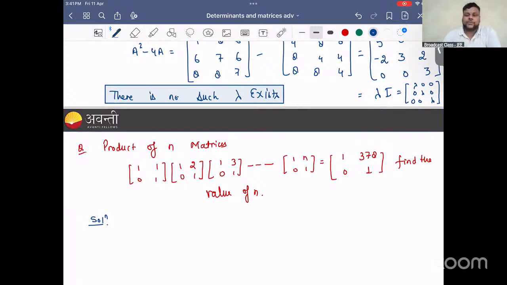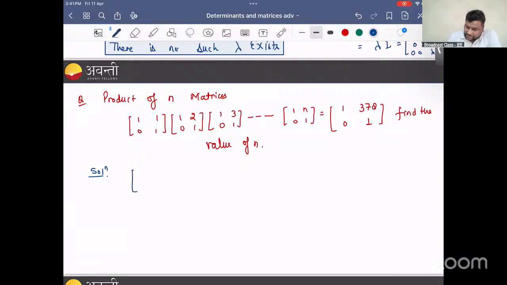See, in the question, if you notice, they are not expecting you to multiply all the n matrices. Definitely, it is not feasible. So there might be a certain pattern when you start multiplying them. If I multiply 1, 1, 0, 1 with 1, 2, 0, 1, that is: first row, first column 1. First row, second column is 1 plus 2. Second row, first column 0. Second row, second column 1.